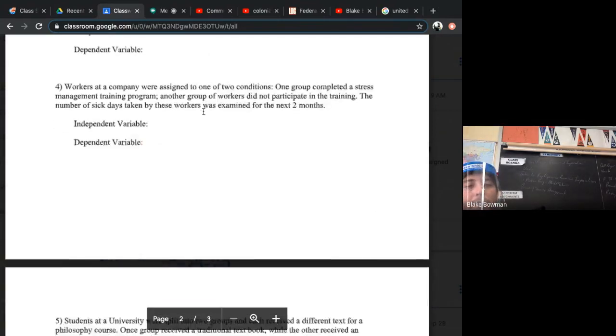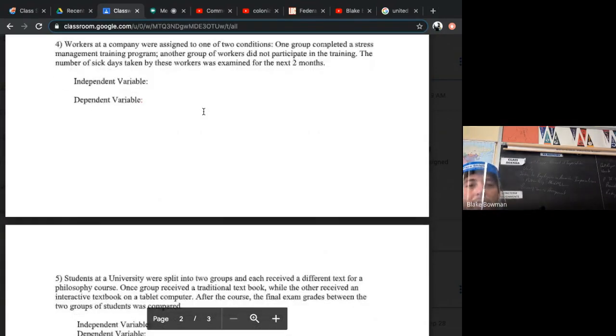Good. 4, workers at a company were assigned to one of the two conditions. One group completed a stress management training program. Another group of workers did not participate in the training. The number of sick days taken by these workers were examined for the next 2 months. Independent variable, what do we have, Katie?